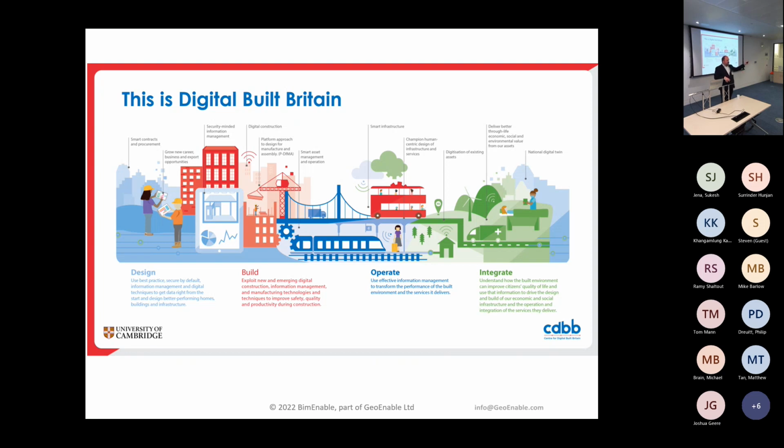Oil and gas might be slightly more, or is more mature than rail in some elements, and then rail is more mature than other sectors. So it's like you'll never be right. So what they've gone with is design, build, operate, and we talk more about integration. How do we integrate the information itself?